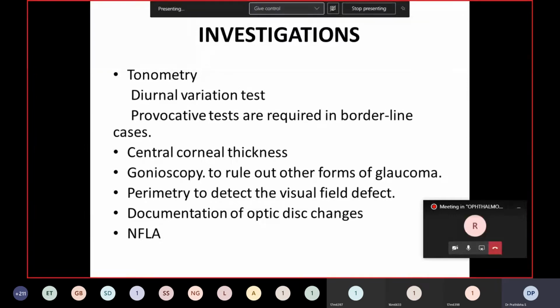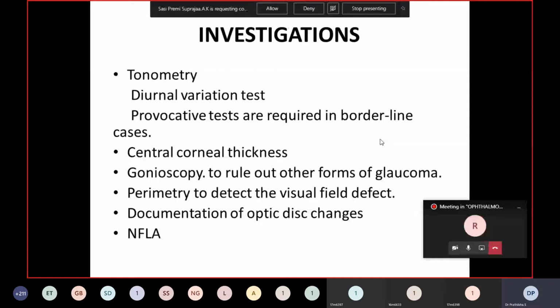We have examined the patient clinically, then done IOP checking and then visual field. So among other investigations, first and foremost, the very important thing we have to do is tonometry. Tonometry is to measure the intraocular pressure. If we are suspecting primary open angle glaucoma, we have to look for diurnal variation test and then provocative tests.